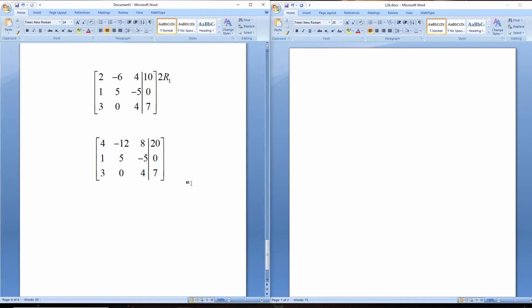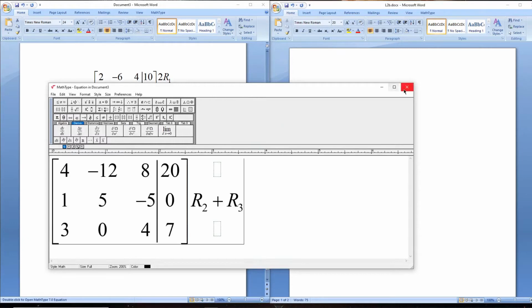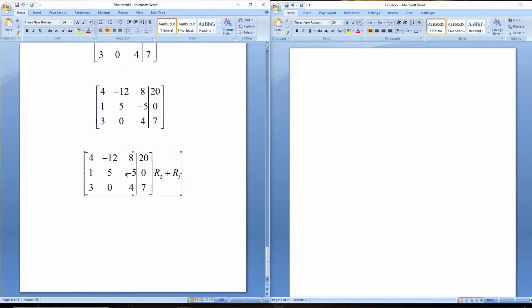Let's take a different instruction set. So here's the matrix again that we just obtained. But let's say this time on row 2, we're going to replace row 2 with row 2 plus row 3.